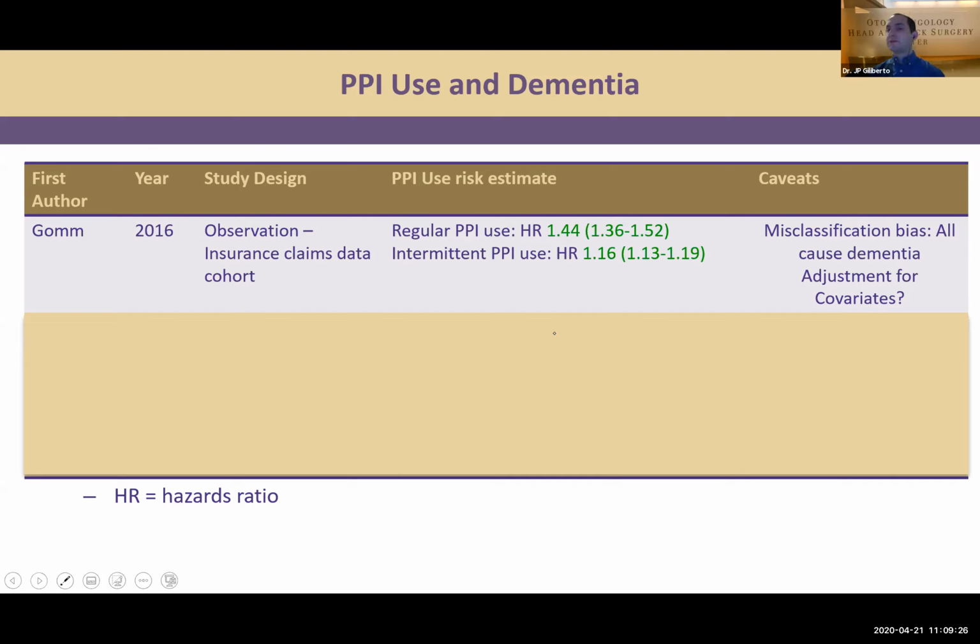However, they were using insurance claims data, so there were some concerns about misclassification bias, especially in how they considered dementia. Just let me change this so I can see things a little better. There we go. Great.